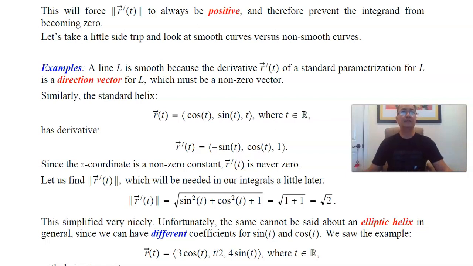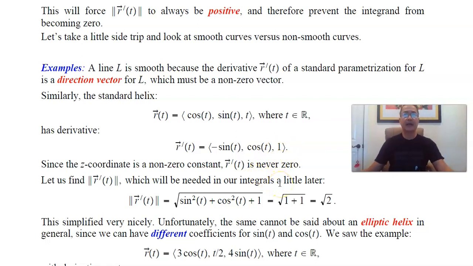Okay, so let's take a look at what smooth curves look like versus non-smooth curves. Start with lines. We saw that the derivative of a standard parametrization for a line is just a direction vector, and we don't allow the direction vector to be 0. Therefore, that gives us a smooth curve. How about our standard helix? The derivative is negative sine, positive cosine, and 1. As soon as one of the coordinates is a non-zero constant, in this case, your derivative can never be the 0 vector.